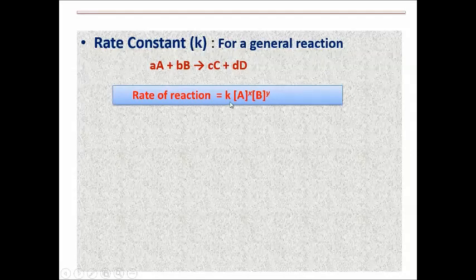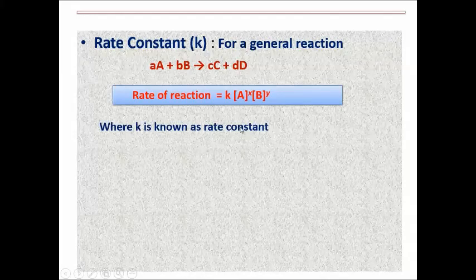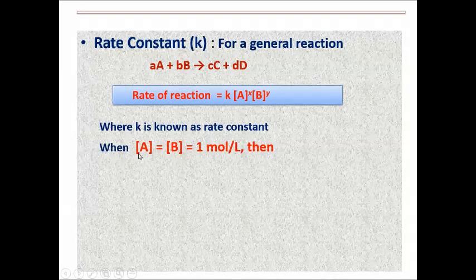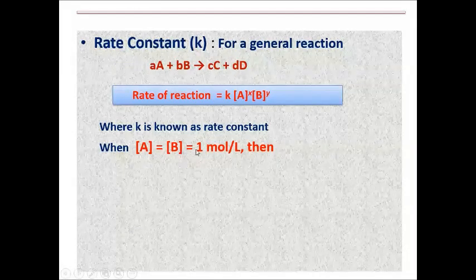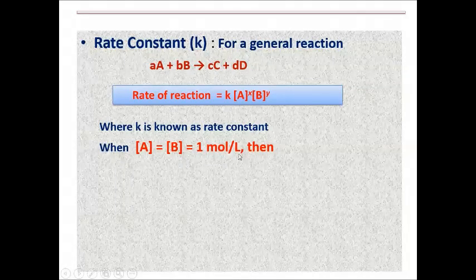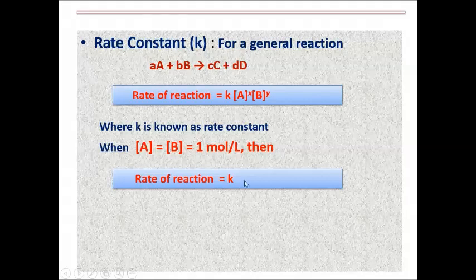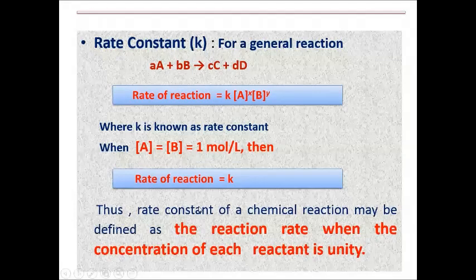Here we have kept the proportionality constant K. K is known as the rate constant or velocity constant, a specific reaction rate. Now if the molar concentration of A and of B both are 1 mole per liter, then we get the equation: rate of the reaction is equal to K, the rate constant. And this is how we can define the rate constant.